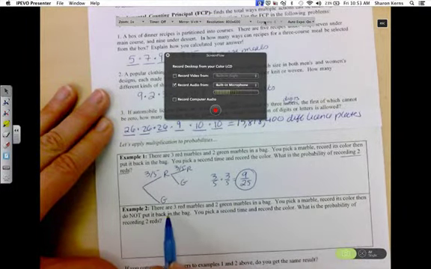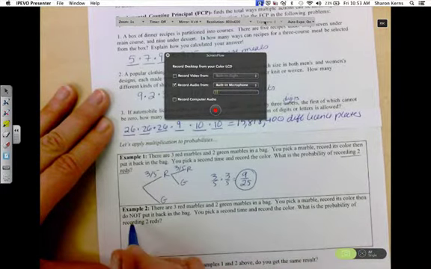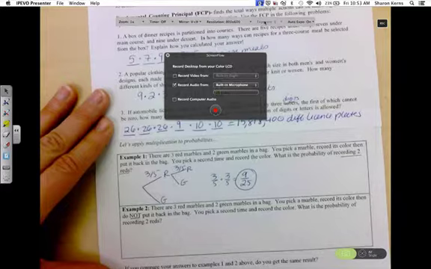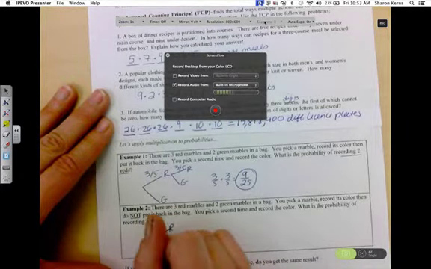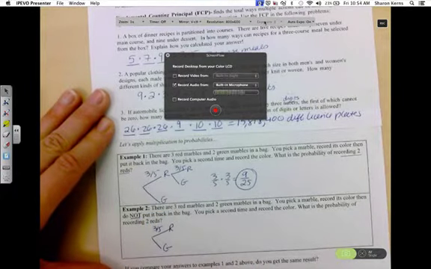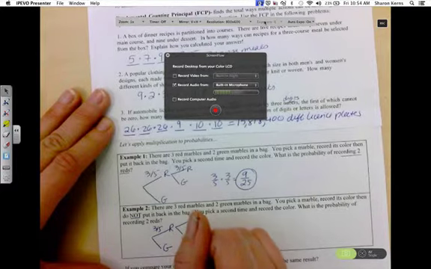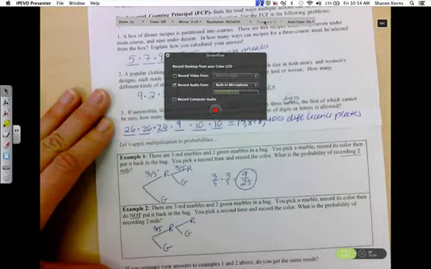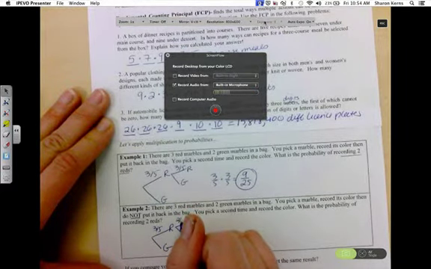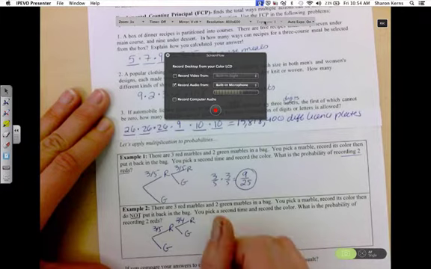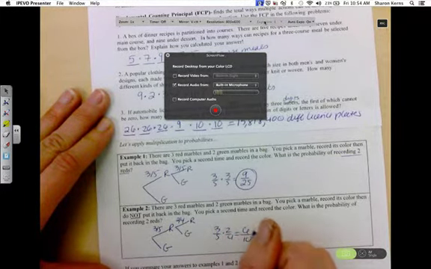In example 2, there are 3 red marbles and 2 green marbles. This time, after you pick the first marble, you do not put it back in the bag. So when I go to make my tree diagram, the first time I could get a red or green, and the probability of getting a red the first time is 3/5. But now when I go to pick the second time, there are no longer 5 marbles there, there's only 4 of them. And out of that 4, only 2 of them are still red, so 2/4. So when I multiply my probabilities, I get 6 out of 20.